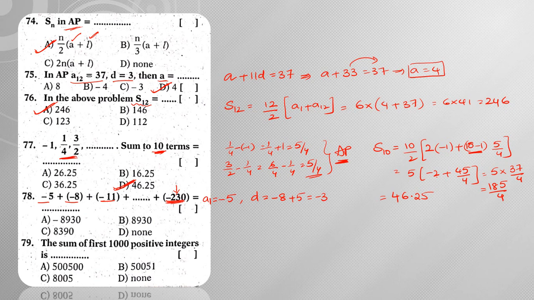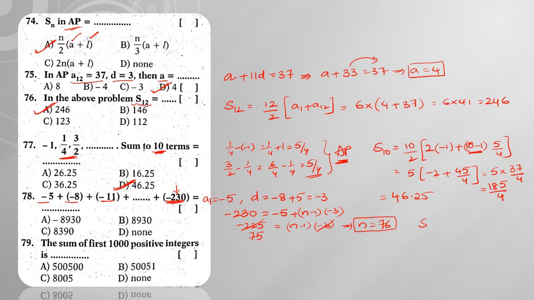For that I am going to use the concept of nth term. Nth term is nothing but a plus n minus 1 into d. So based on that, minus 230 is equal to minus 5 plus n minus 1 into minus 3. Now when I transpose minus 5, this becomes minus 225, which is equal to n minus 1 into minus 3. So this minus 3 in minus 225, how many times? 3 7s are 21, 3 5s are 15. So based on this, n is equal to 76. That means there are totally 76 terms.